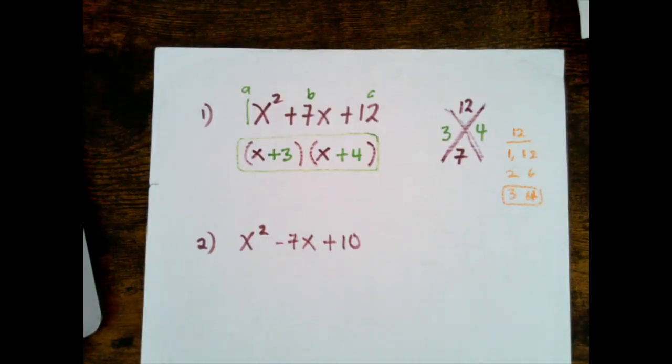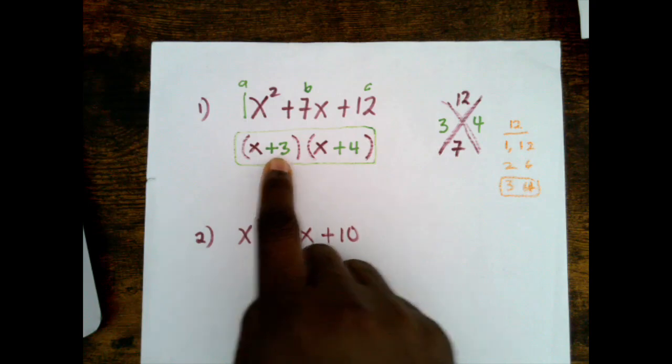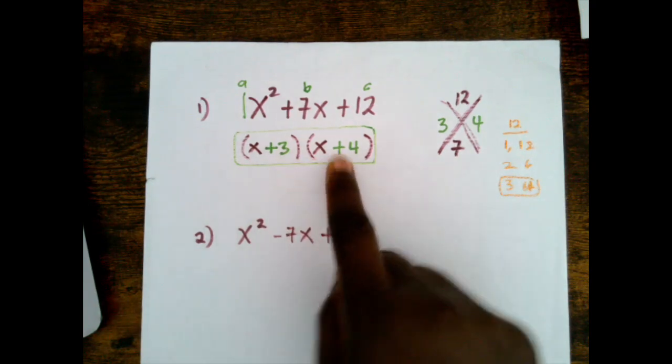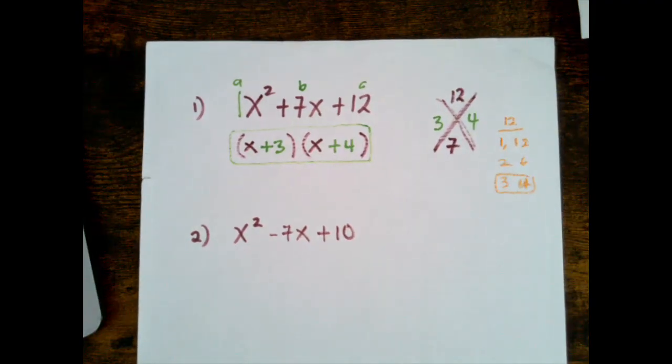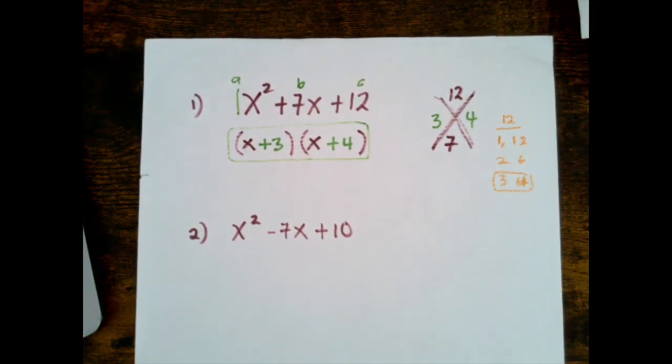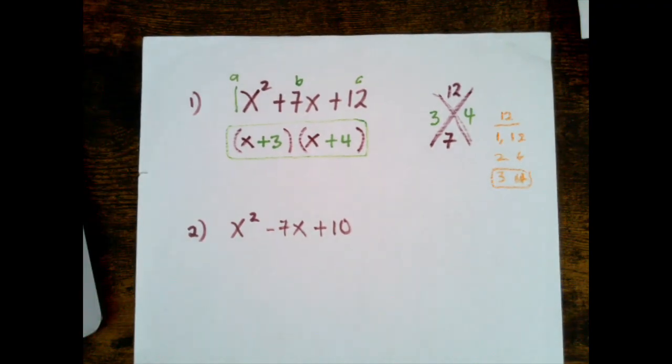Now this also means, from the previous lessons, if I multiply x plus 3 by x plus 4, I'll end up getting x squared plus 7x plus 12. Remember, multiplication and factoring are what? Inverse operations. Now let's look at example 2.